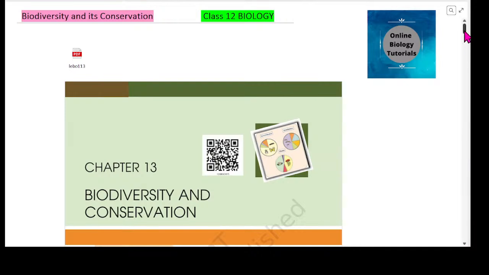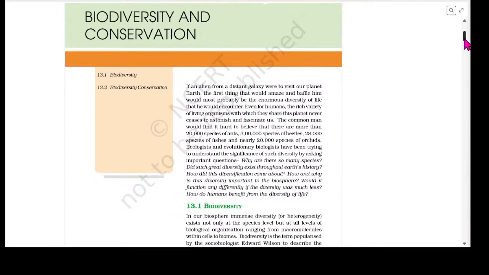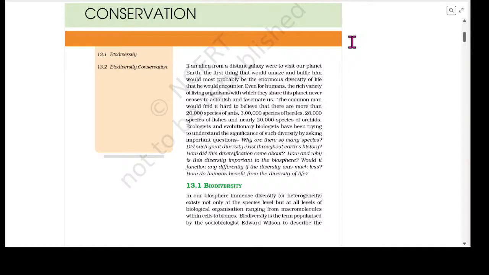So let's begin with the live reading of chapter number 13, Biodiversity and Conservation. If an alien from a distant galaxy were to visit our planet Earth, the first thing that would amaze and baffle him would most probably be the enormous diversity of life that he would encounter.